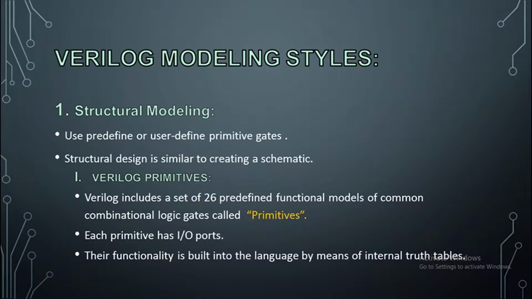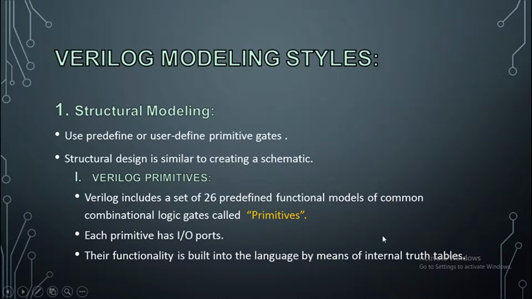You don't need to write their combinational logic circuits and truth tables either. You just need to use their keywords. That's why Verilog primitives are very useful in structural modeling designs. In structural modeling, each primitive has input and output ports. Obviously, if you have an AND gate, then you may have two, three, or four inputs and a single output. Their functionality is built into the language by means of internal truth tables.